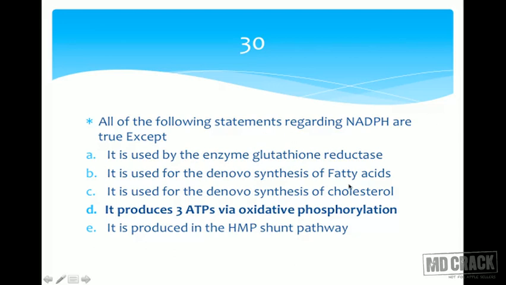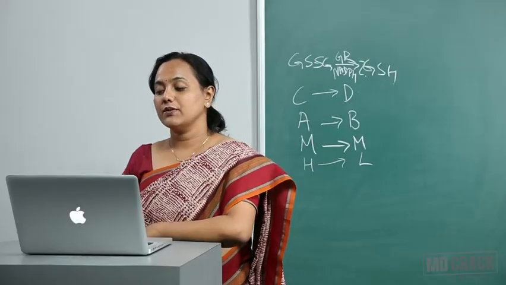It is used for de novo synthesis of fatty acids. Yes, all the reductive biosynthesis requires it, including fatty acids and cholesterol. It is produced in the HMP shunt. Yes, NADPH is the most important product of the HMP shunt. Let's go to the next one.